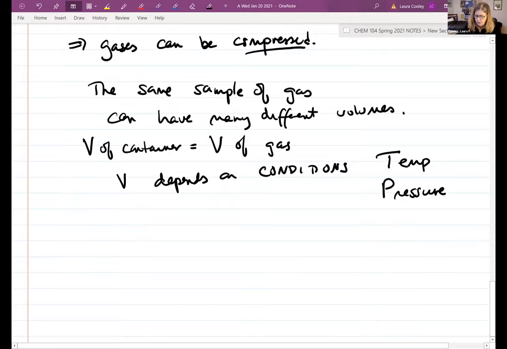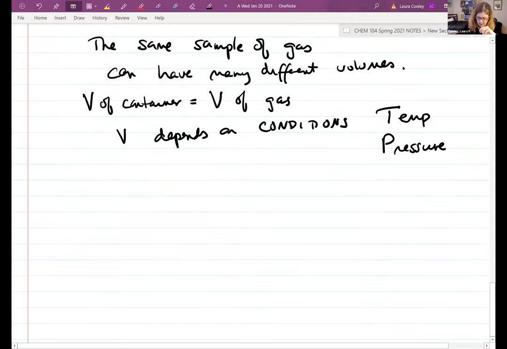So I would like to focus a little bit on how gases are different from liquids. And I'm going to do that by showing you these pictures.